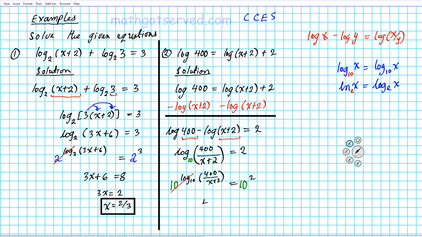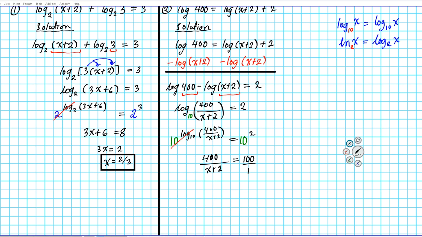So we have 400 over x plus 2 is equal to 10 squared, which is 100. Now, to solve this, put this over 1. We're just going to cross multiply. When we cross multiply, we'll have 400 equals 100 times x plus 2.